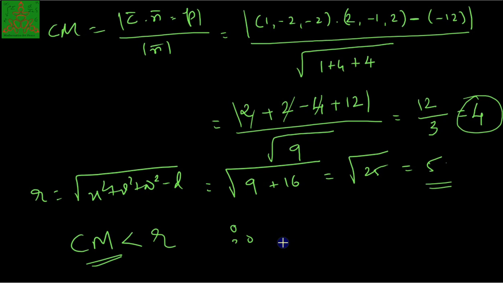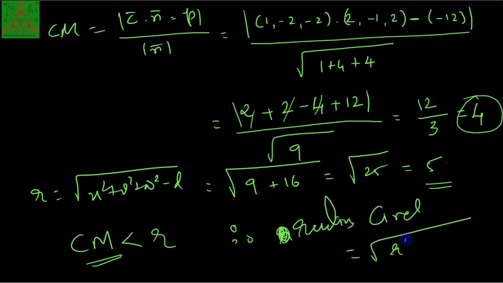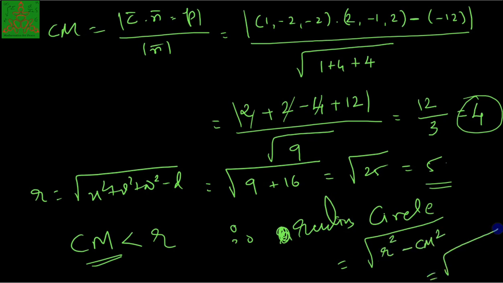The radius of the circle can be calculated using this formula, r square minus p square. What is r square? That is 25, and the p square, not p square, but it is actually r square minus CM square. R square is 25 minus CM square, that is 16, which is the square root of 9, and that is 3.